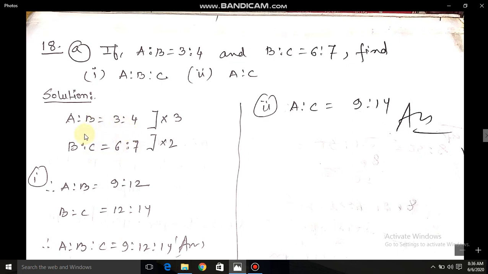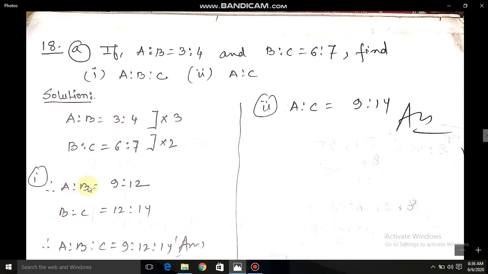Now what is the common between these two? B is common between these two, so we'll have to make b the same. So here b is 4 and here b is 6. So here we will multiply with 3. Now see, if I multiply 4 with 3 we get 12, and here we will multiply with 2 because 6 into 2 is 12. So 12 and 12 it will be the same.